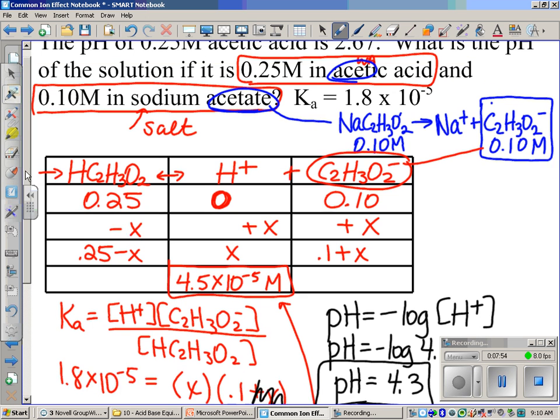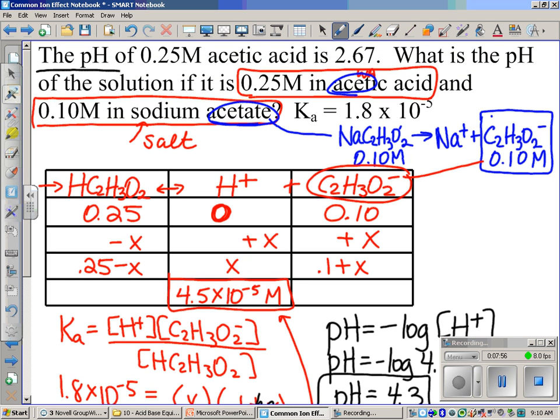Now, earlier in the problem, go back up here for a sec, they told us the pH of just regular old 2.5 molar acetic acid was 2.67. Notice we didn't use that number. I've put that number in the problem just so that you could see what happened. This acid started off with a pH of 2.67. We added a basic salt to it.